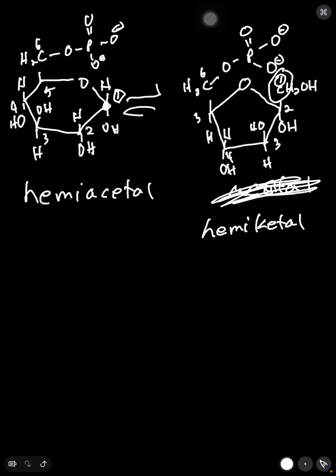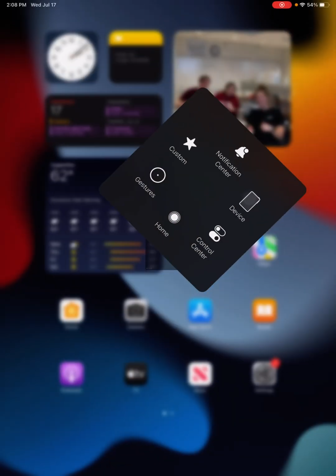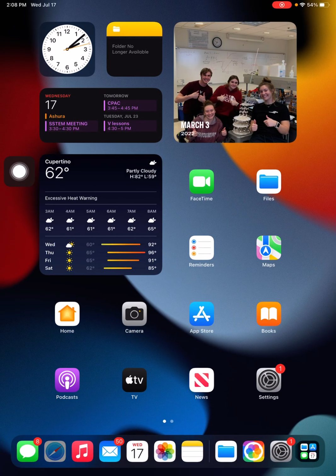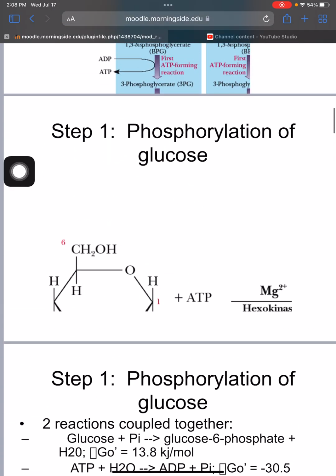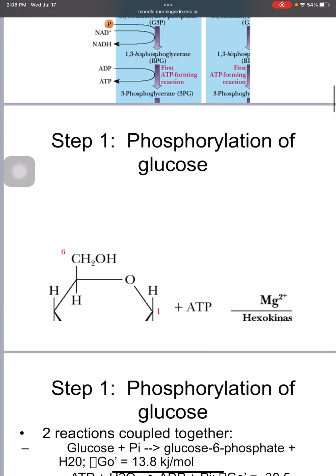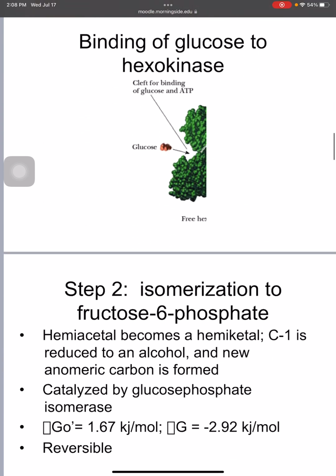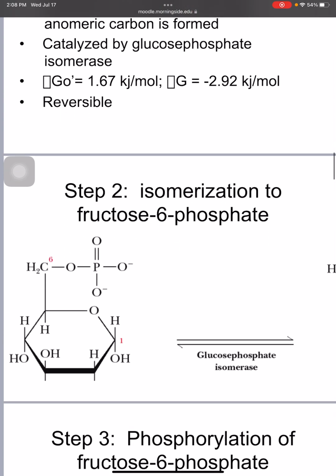You'll notice that this one has equilibrium arrows, whereas the other one did not. So remember, look back up here. In step 1, that reaction went to completion. You didn't go backwards at all. But step 2 has equilibrium arrows. That's because the free energy change here is very small.